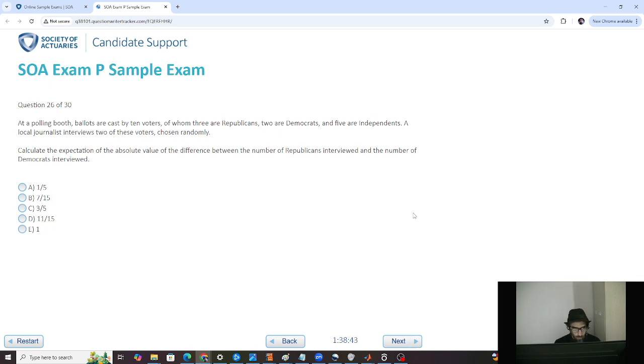At a polling booth, ballots are cast by 10 voters, of whom 3 are Republicans, 2 are Democrats, and 5 are independents. A local journalist interviews 2 of those 10 voters chosen randomly. Calculate the expectation of the absolute value of the difference between the number of Republicans interviewed and the number of Democrats interviewed. Okay.